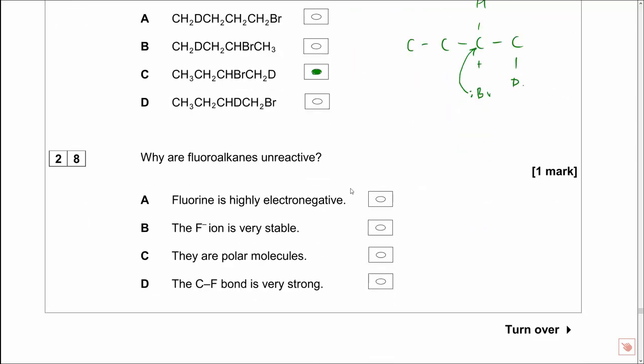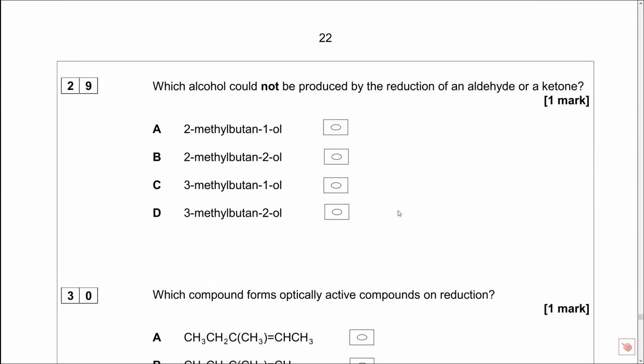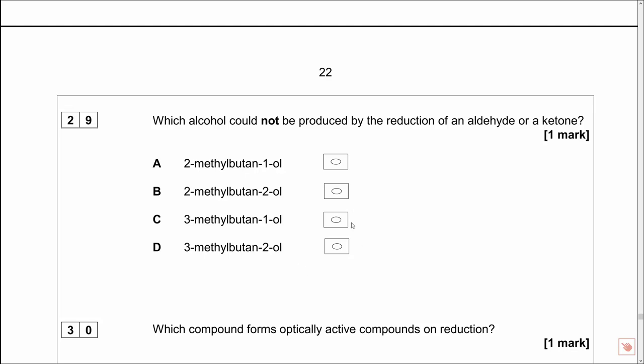That's a bit better. 28. Why are fluoroalkanes unreactive? Bond is strong. No other way around that. Polar molecules doesn't really explain why they would be that. It's the fact that it's got a very strong bond there. That's it. Nice. Easy.